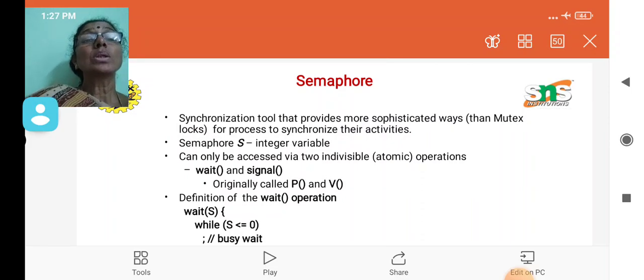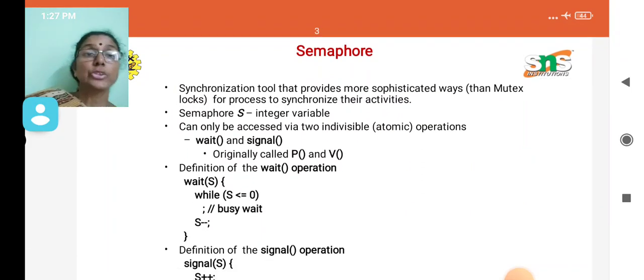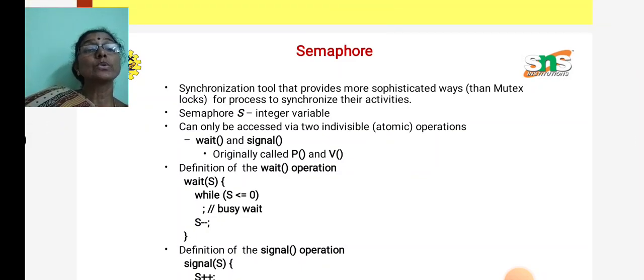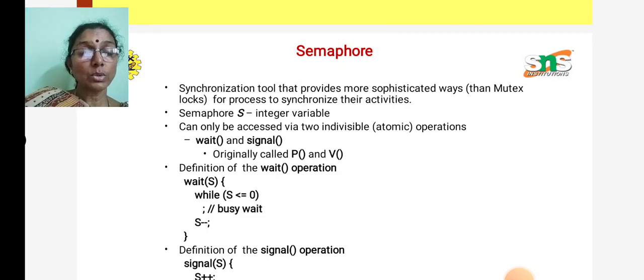What is a semaphore? A semaphore is a synchronization tool that provides more sophisticated ways, using mutex locks, for processes to synchronize their activities. The semaphore S is an integer variable. It can only be accessed via two indivisible, that is, atomic operations: wait and signal, originally called P and V. The definition of the wait operation means we have to wait while S is less than or equal to 0.